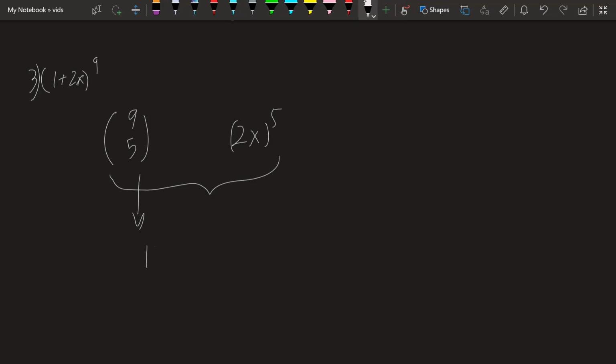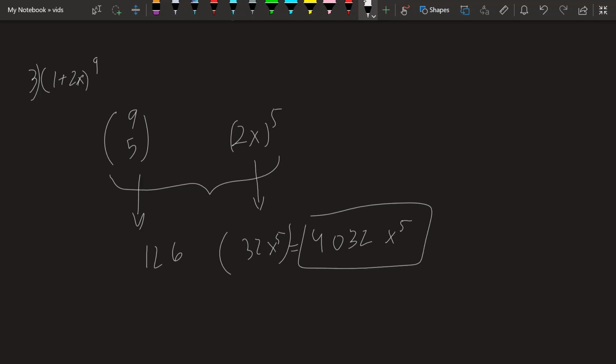Anyways, let's just evaluate. 9 combination 5 is 126. And 2x raised to the power of 5 is 32x to the power of 5. And now the answer is just 4032 x to the power of 5. If I'm not mistaken. Let's see. Yes, it is. That is your answer.